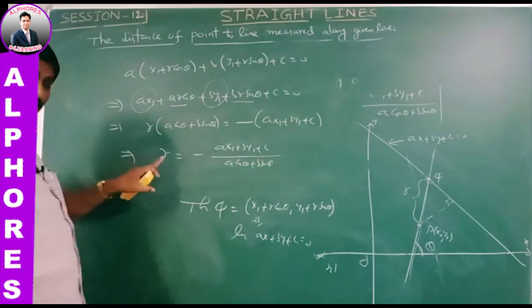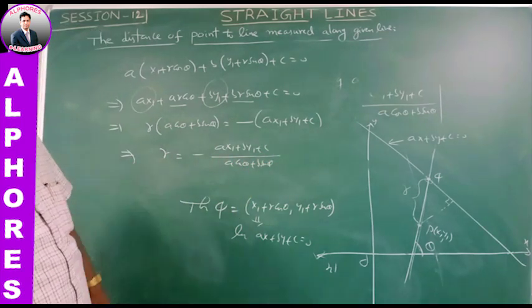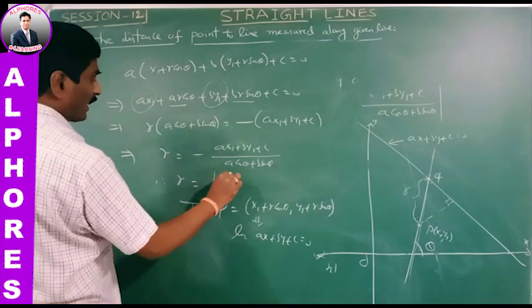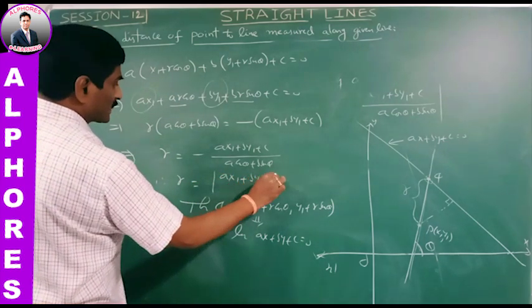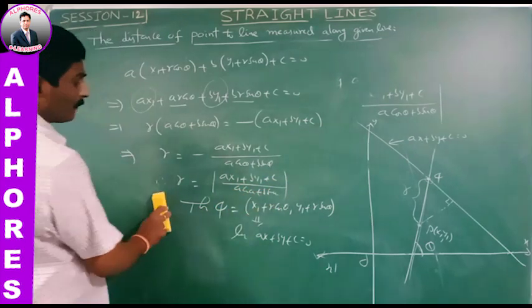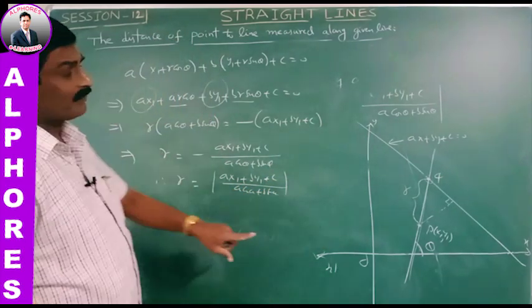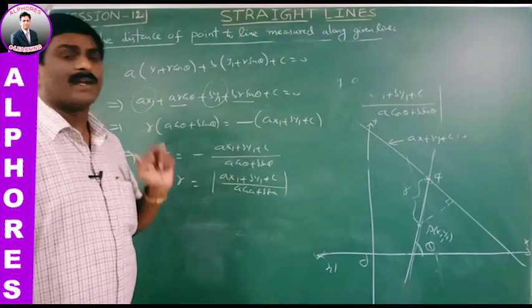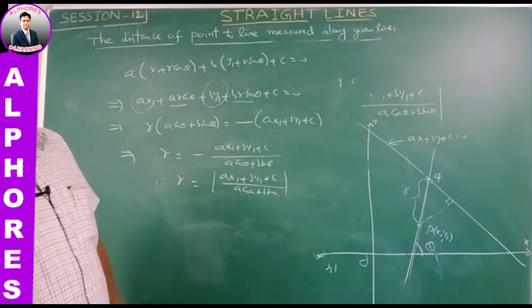But r is the distance. This value is always a positive quantity, so we take the mod value. Therefore, r is equal to mod ax1 plus by1 plus c by a cos theta plus b sin theta. r is nothing but PQ. Therefore, the distance from P to Q is equal to mod ax1 plus by1 plus c by a cos theta plus b sin theta. Very, very, very important.